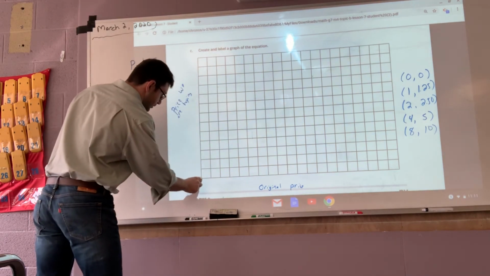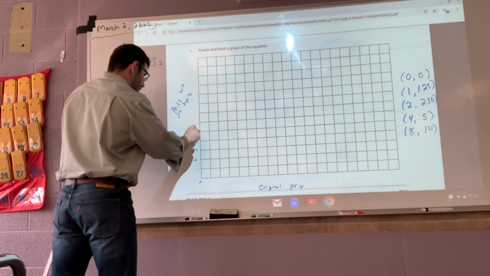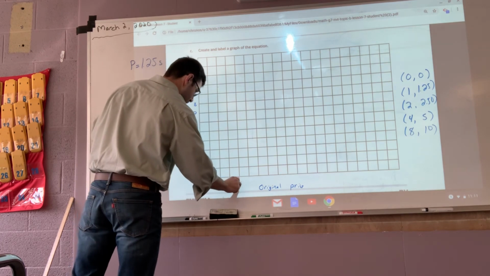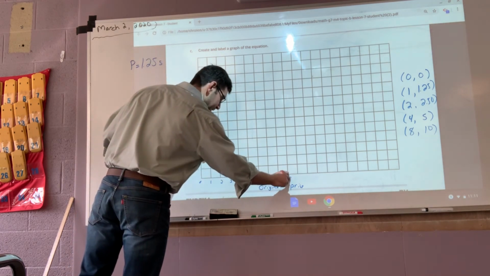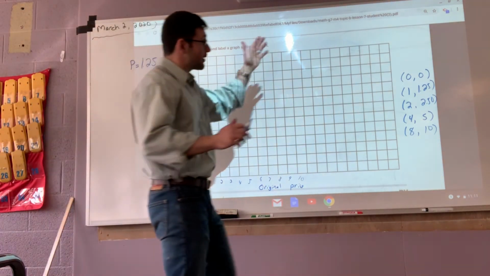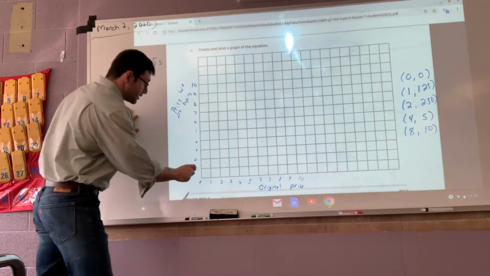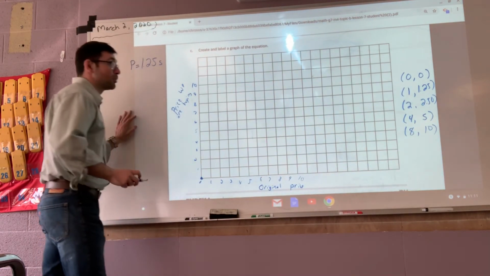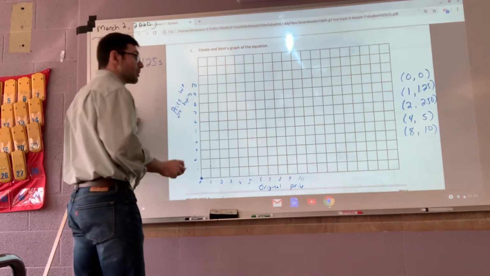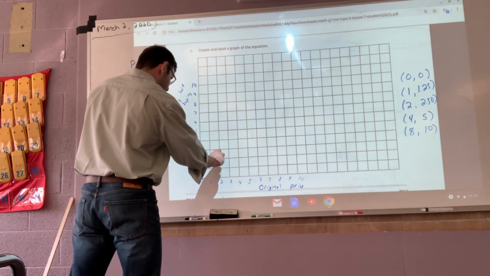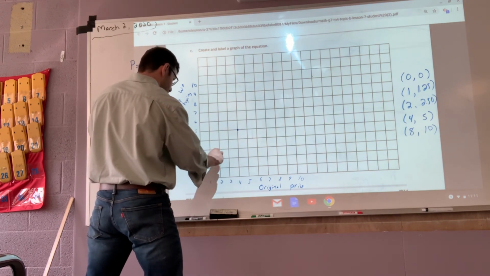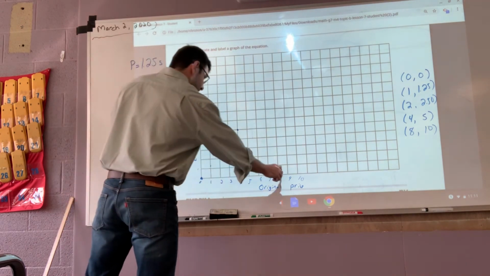So now I've got 0, 1, 2, 3, 4, 5, 6, 7, 8, 9, 10, and 1, 2, 3, 4, 5, 6, 7, 8, 9, 10. Well, how am I going to make this graph? I'm making this graph because of the table that we've already made. So 0, 0, there's my first point. 1, 1 1/4. Okay, so it's right about there. 2, 2 1/2. So right about there. 4, 5. Then 8, 10.